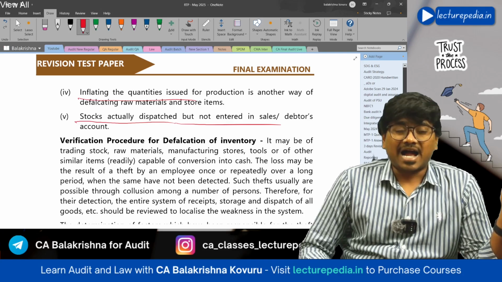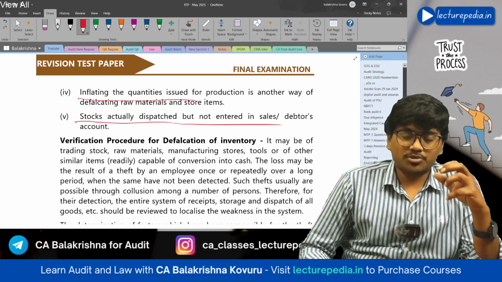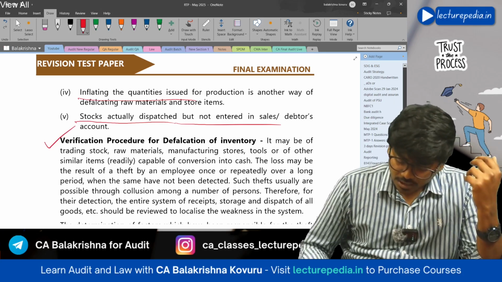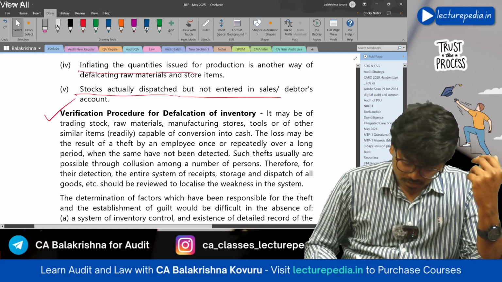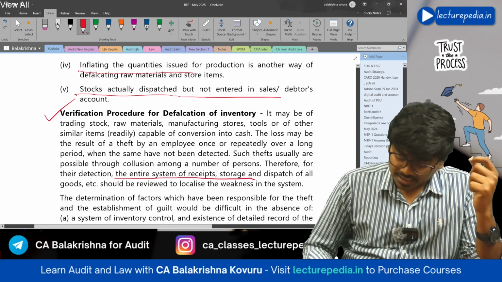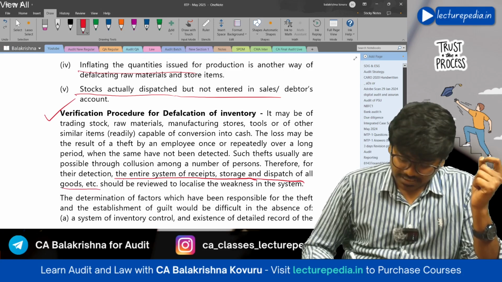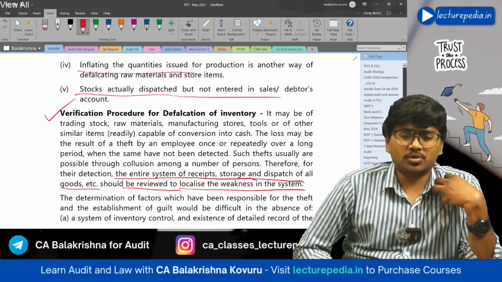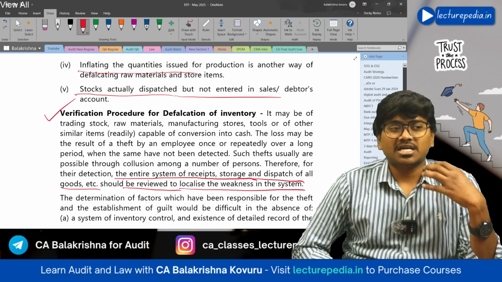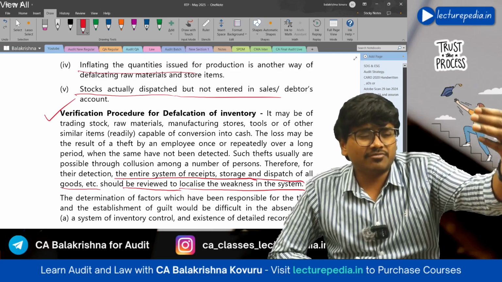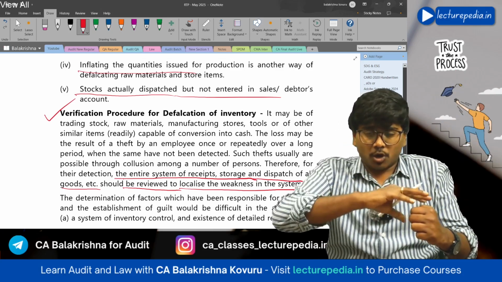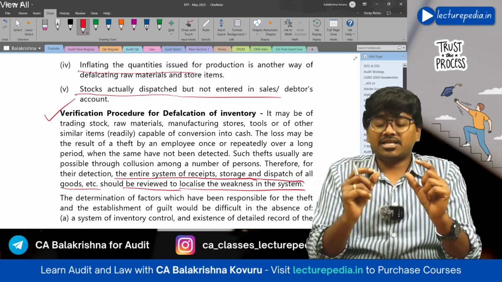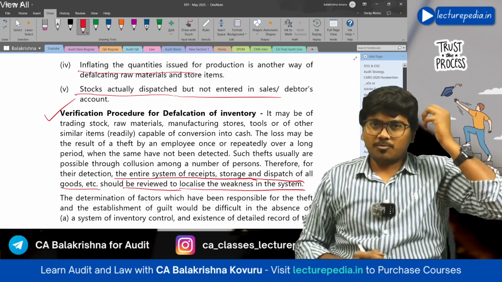Now, to identify the inventory fraud, what procedure will the investigating accountant follow? First of all, the entire system of receipts, storage, and dispatch of goods, etc., should be reviewed to localize the weakness in the system. The first thing the investigating accountant will do is understand how the inventory is being procured, how it is stored, and how it is dispatched. He will study this entire process and understand the weaknesses in this process.